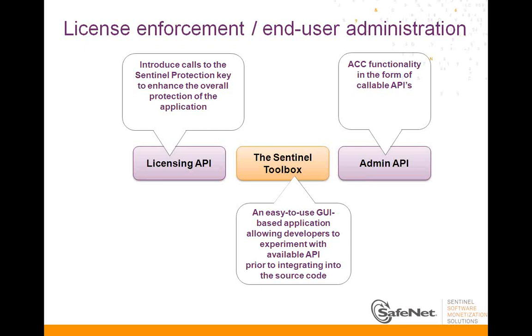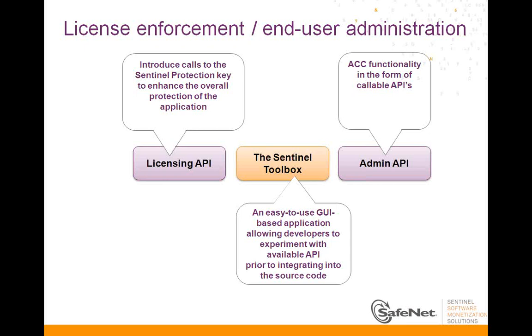You can transfer memory buffers using AES encryption, of course, as a means of enhancing the overall security. A reverse operation can, of course, be performed by decrypting data buffers. We have decrypt API for that. The licensing API helps to increase or enhance the overall protection of the protected application by introducing calls to a central protection key throughout the application source code. So basically binding the application's functionality and the protection key.